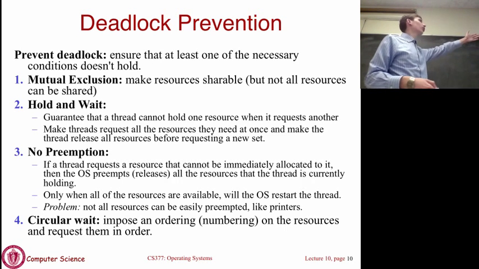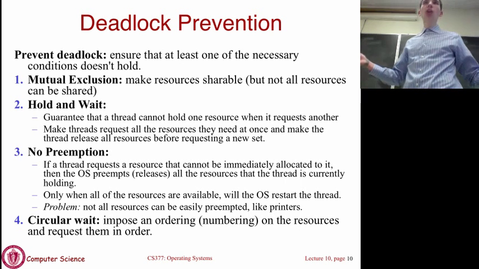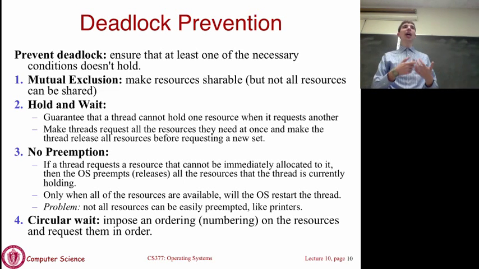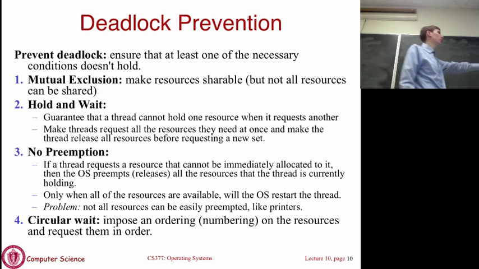We could, of course, say, let's let resources be preempted. If you want resources that can't be allocated, the OS just releases the resource. Also not great, because you essentially have no guarantee that resources you're holding are actually going to stay allocated to your program. And also, you could consider a case where it's not really clear how you would preempt some resources, something like a printer.